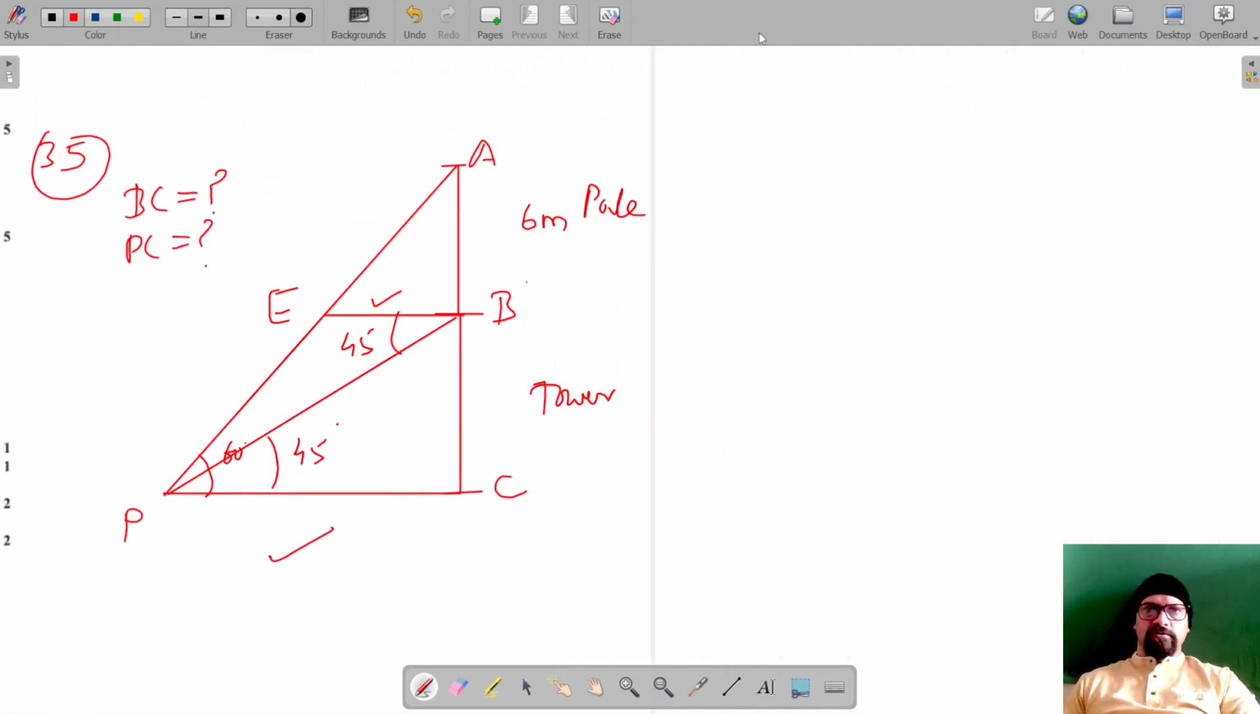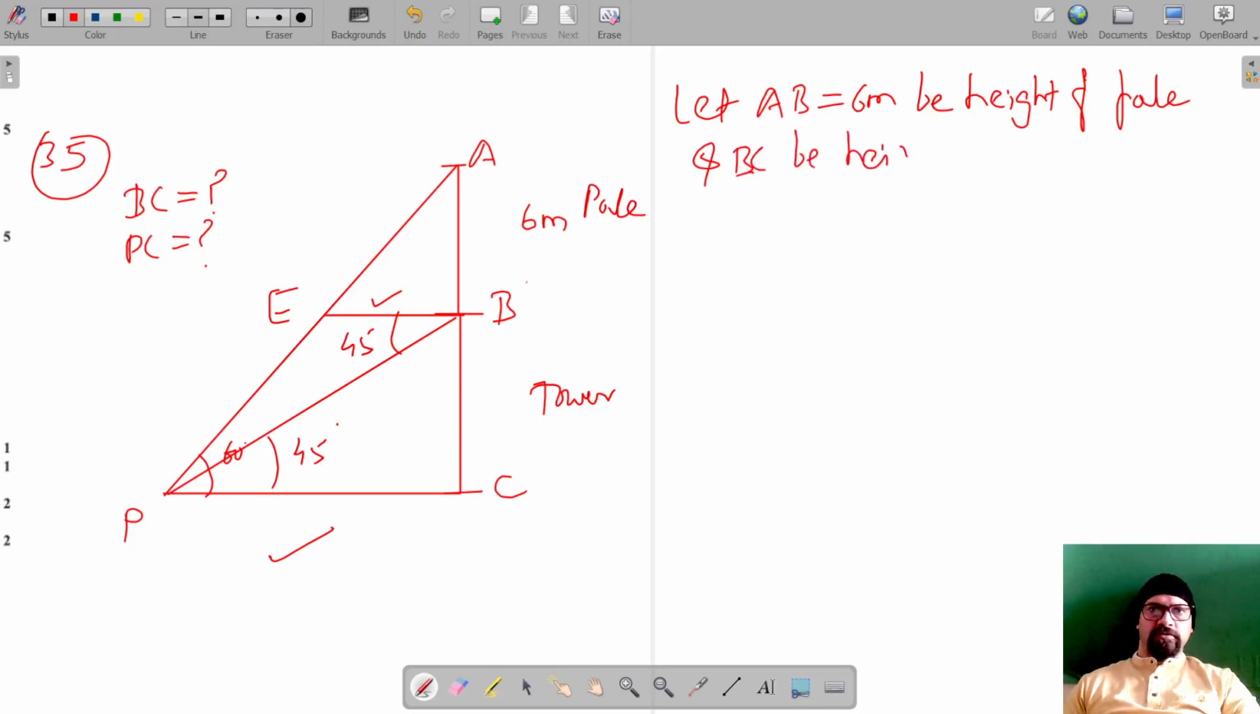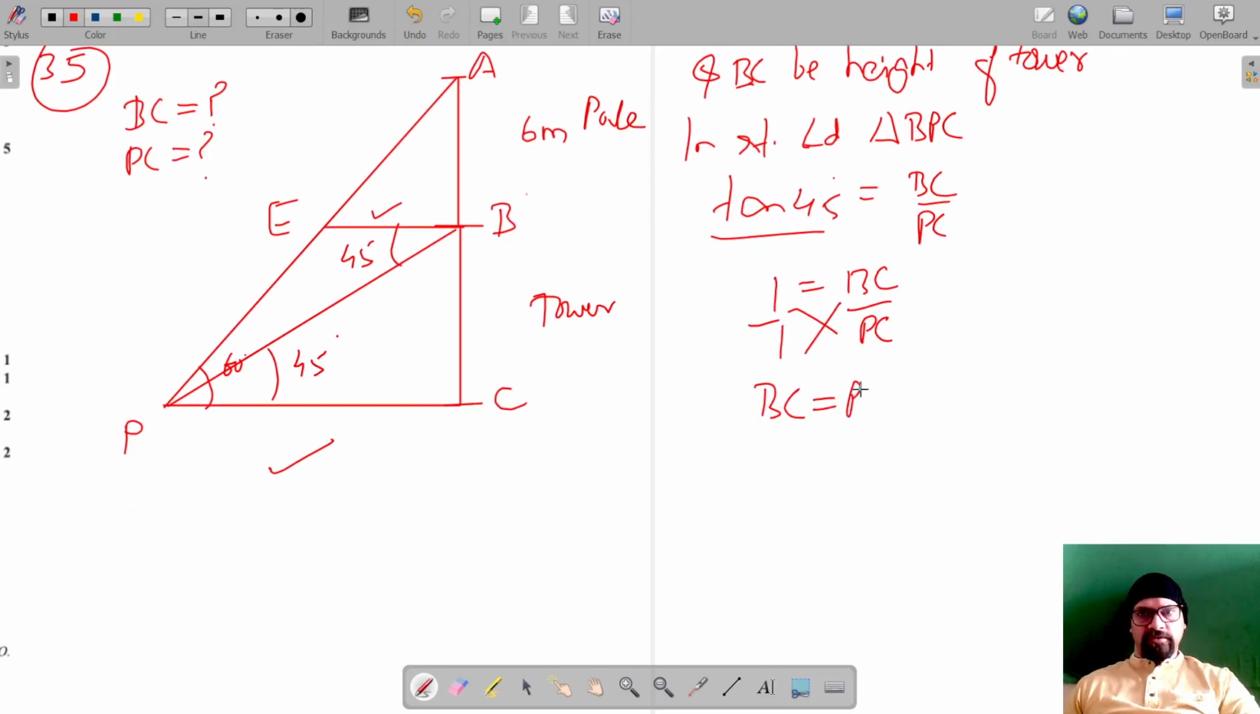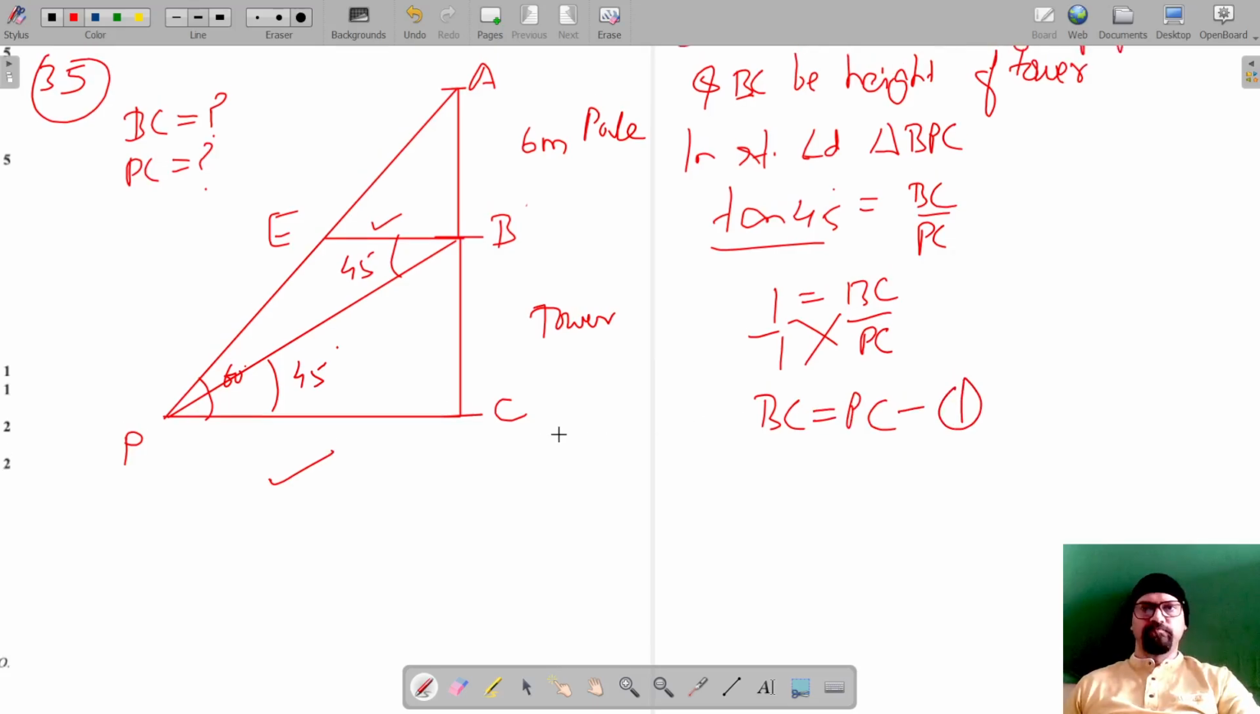Okay, so in this question, let's first define that AB is equal to 6 meters, the height of the pole, and BC is the height of the tower. Now in this right angled triangle BPC, if we use tan 45, which is perpendicular by base, this is equal to PC by BC. Tan 45 is 1, so 1 equals PC by BC, and if we cross multiply, PC is equal to BC. Let this be the first equation.